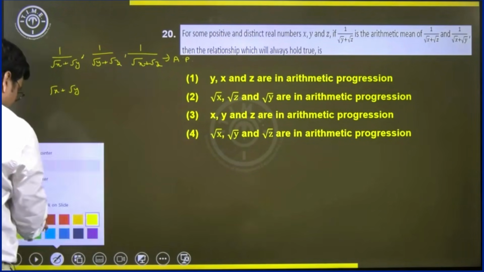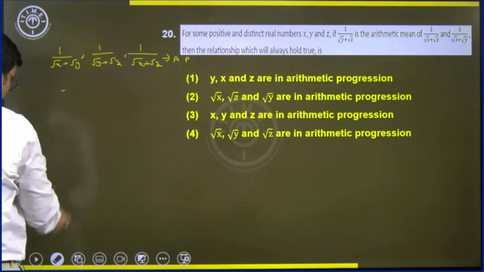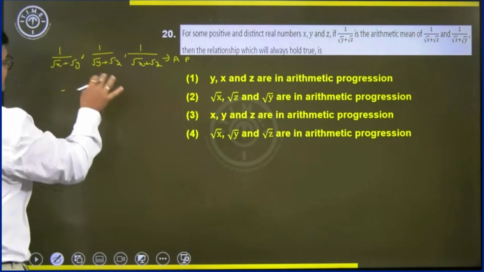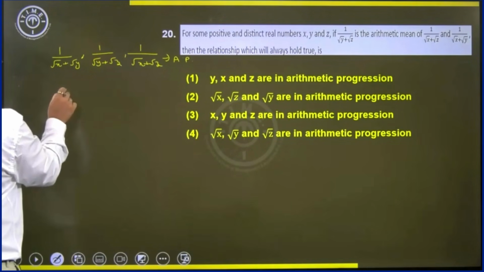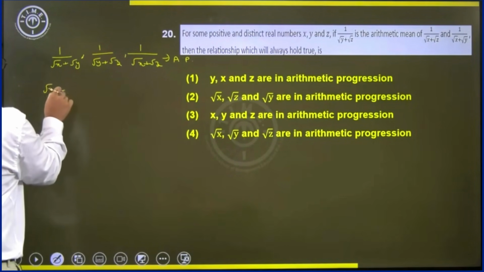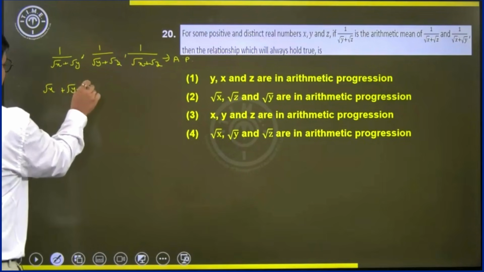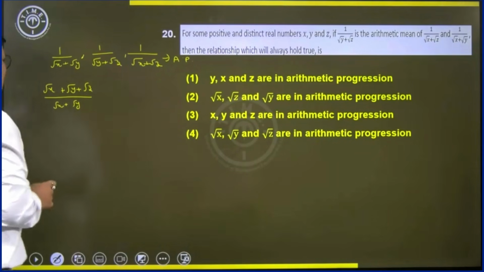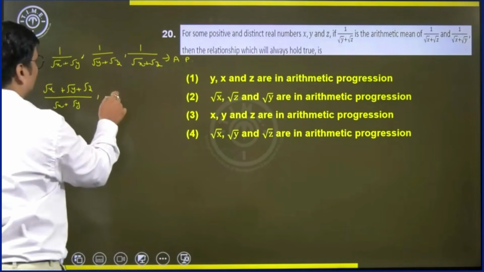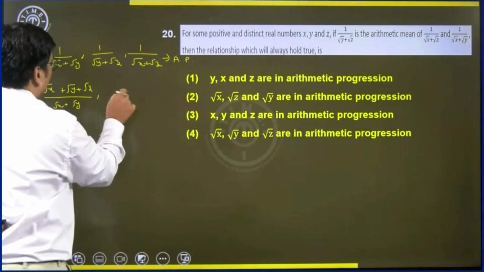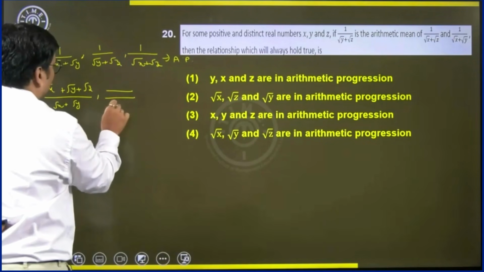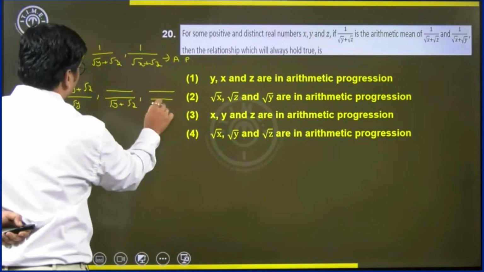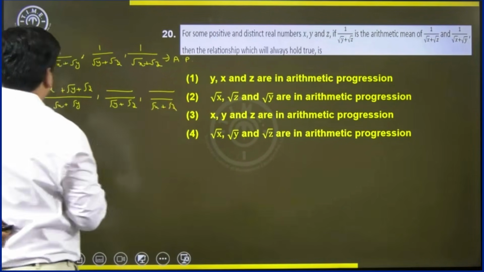Or let us do one thing before I take the reciprocal. Let me multiply throughout by root x plus root y plus root z. So when I multiply root x plus root y plus root z by root x plus root y, and similarly we could do it here also, root x plus root y plus root z by root y plus root z, same thing, root x plus root y plus root z by root x plus root z. How much do we get that?